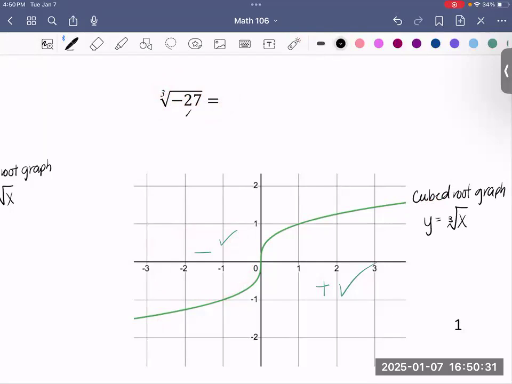Well, what are factors of 27? Well, one is 3 and 9, and what's 9 made up of? 3 and 3. And you'll notice that we have 3 threes located in the square root of -27. One of them happens to be negative. So your output should be a -3.